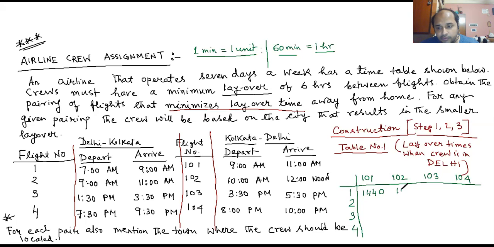1500. Put here 100. Then 9 a.m. to 3:30 p.m. Now, when it is 3:30 p.m., from 9 a.m. to 3:30 p.m., this 3:30 p.m. is not the 3:30 p.m. of the next day. Why?